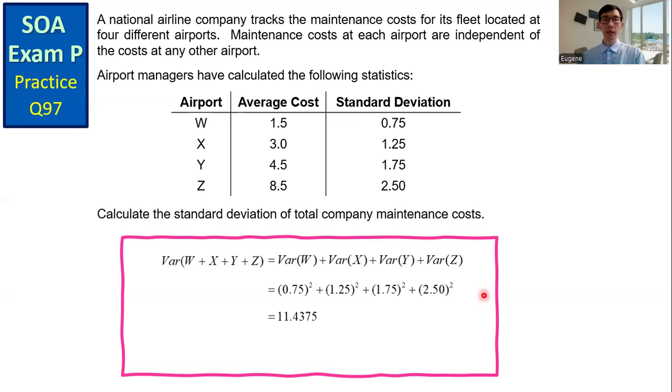We get the variance of the total is 11.4375. To get the standard deviation, we take the square root of the variance, and we get the answer. The standard deviation of total company maintenance cost is 3.3819.